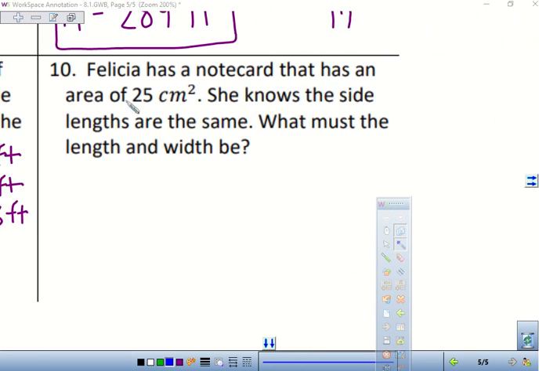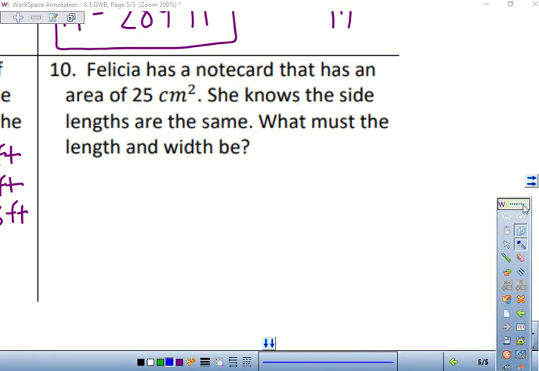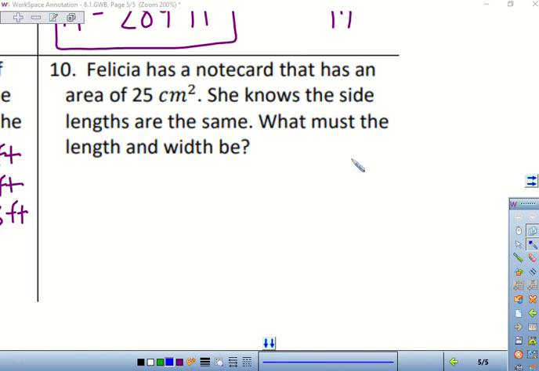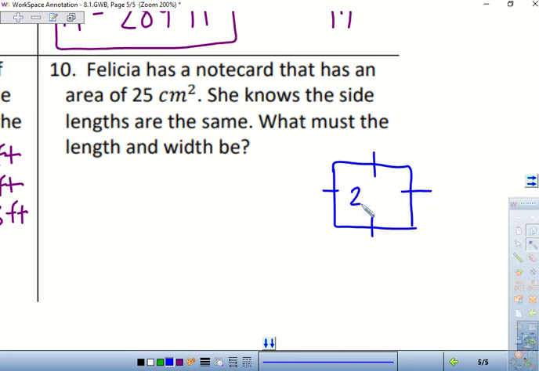Felicia has a note card that has an area of 25 centimeters. She knows the side lengths are the same. What must the length and width be? So she has a note card where all the side lengths are the same. And the area is 25 centimeters. So, what 2 numbers can we multiply together that are the same?